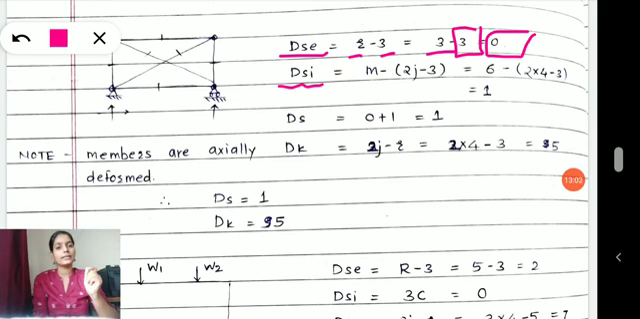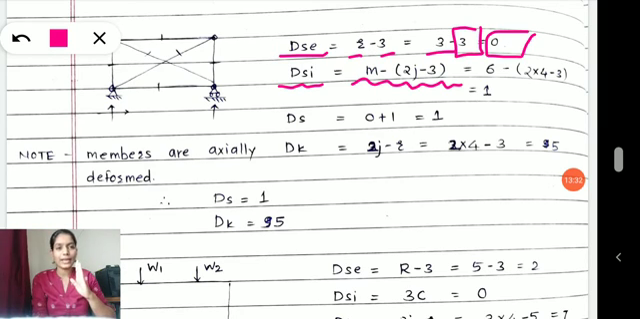Next is DSI. DSI is internal static indeterminacy. How will we calculate internal static indeterminacy? That will be m minus 2j minus 3. What is m minus 2j minus 3? It is a formula calculated on the basis of extra members required to stabilize my structure. Okay, that background is not known to you. We will go to that theory part some other day.